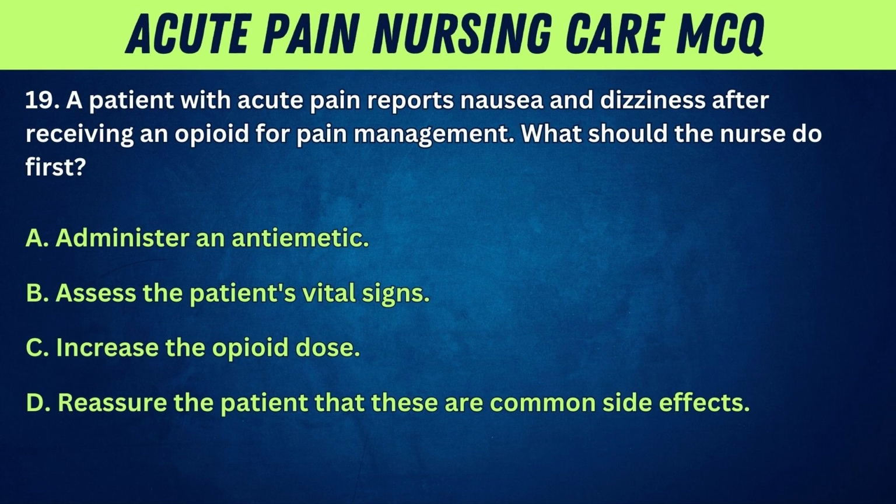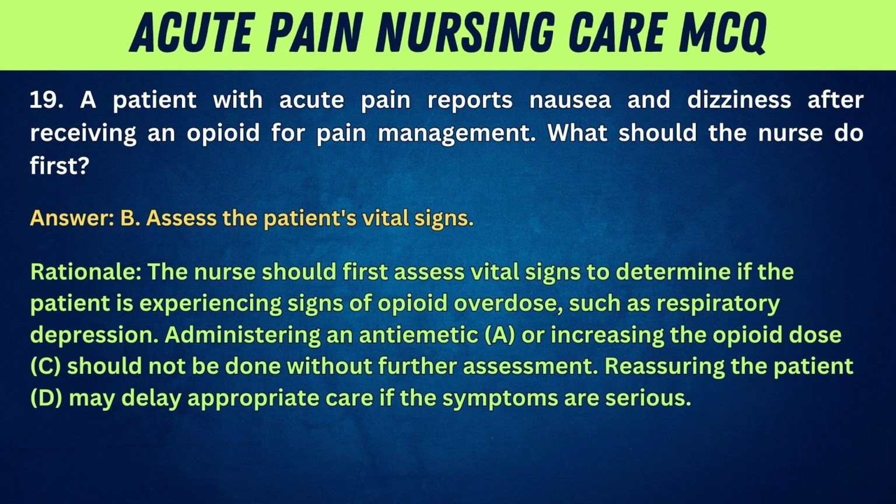19. A patient with acute pain reports nausea and dizziness after receiving an opioid for pain management. What should the nurse do first? A. Administer an antiemetic. B. Assess the patient's vital signs. C. Increase the opioid dose. D. Reassure the patient that these are common side effects. Answer. B. Assess the patient's vital signs.